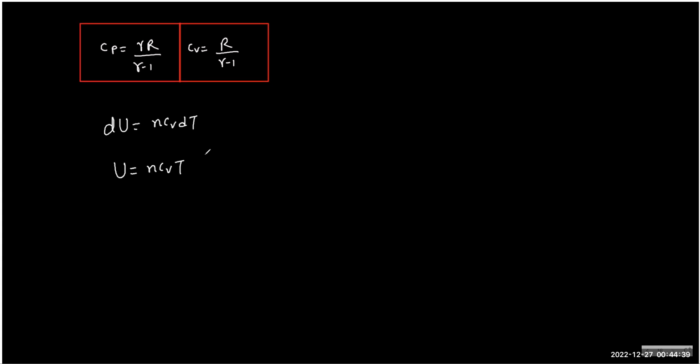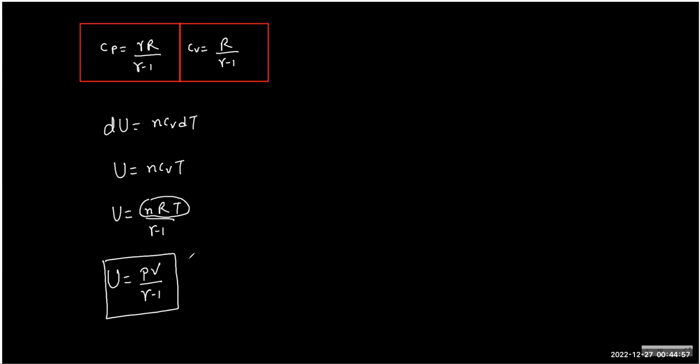Now Cv we just derived. How much is Cv? R upon gamma minus 1. You can see again we have something like nRT, PV. So we always have the relation PV upon... Anyway, but this is not the idea.